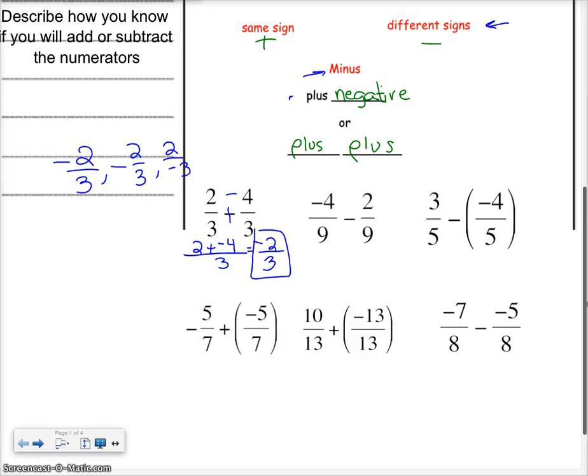Great question. I have a minus sign. That means I'm going to plus a negative. Ooh, and don't forget to plus that negative, because now if you look, they're the same, so we're going to end up adding them. So it's negative 4 plus a negative 2 over 9.